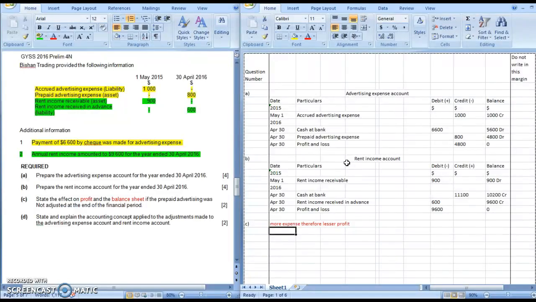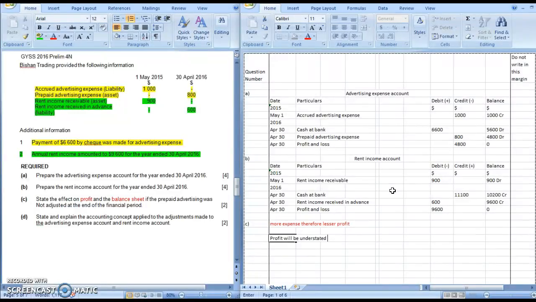And then, this prepaid advertising expense is an asset. If we do not recognize this asset, we'll actually have lesser asset. So we actually understate assets. So to answer the question, profit will be understated.